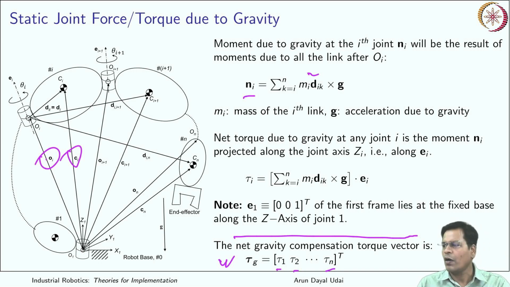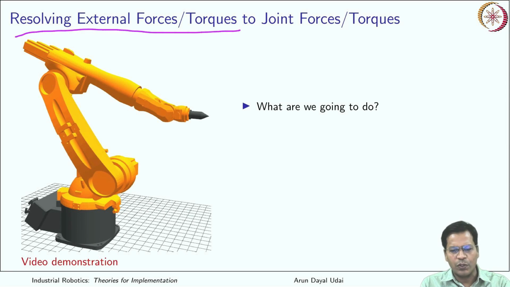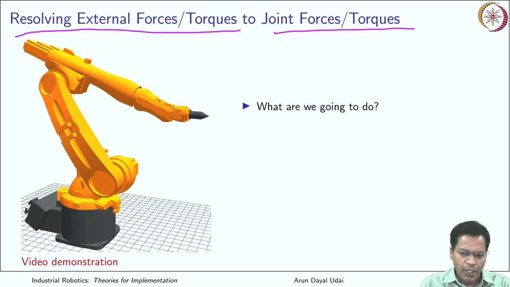Okay, so now let us move to the second topic of today. This is resolving external force and torque to joint force and torque. Why this is important, I'll tell you. Again, your robot has to encounter and do some sort of task. There are many tasks which require the end effector of the robot to be in contact with the environment.